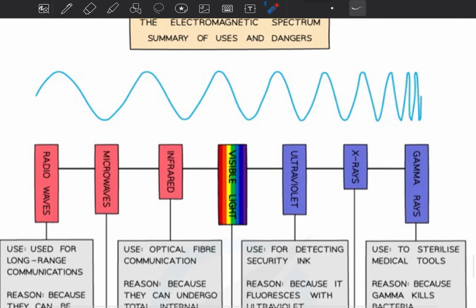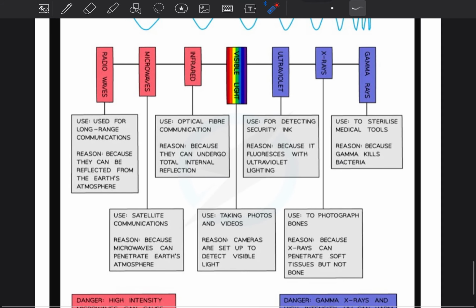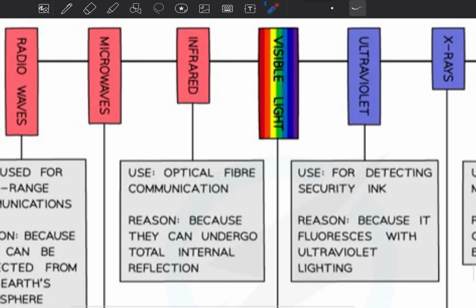The electromagnetic spectrum: the summary, uses and dangers of it. If you see here, radio waves are used for long range communication because they can be reflected from the Earth's atmosphere. Similarly, microwaves are used for satellite communications because microwaves can penetrate the Earth's atmosphere. And then we talk about infrared. It is used in optical fiber communication because they can undergo total internal reflection.